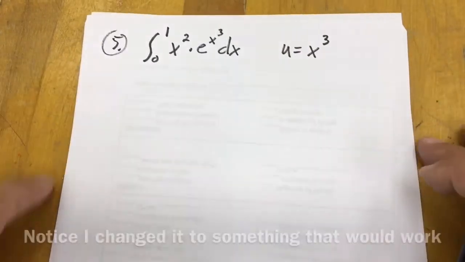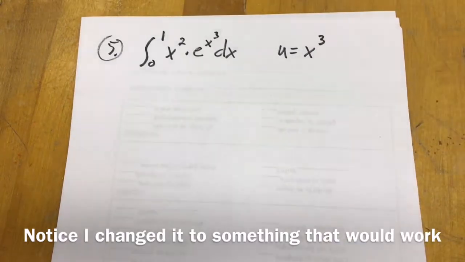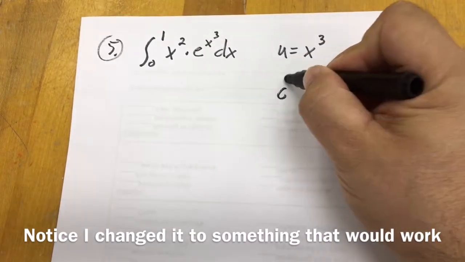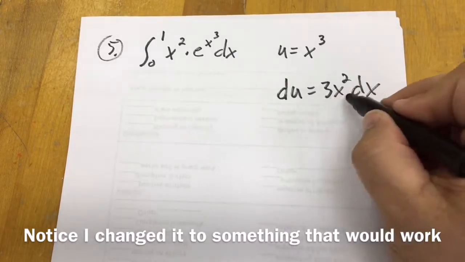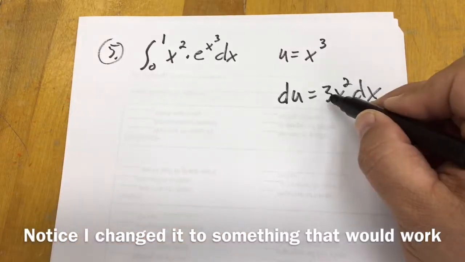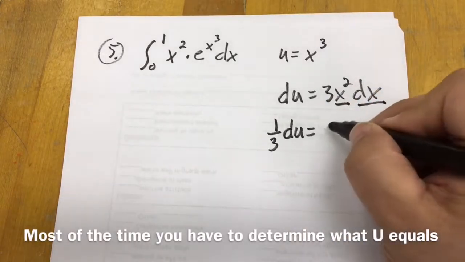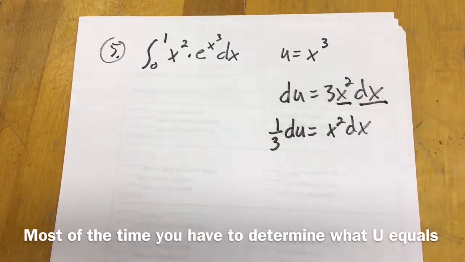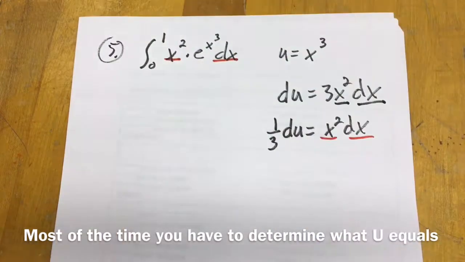For u sub, last one, what I want to do is let u equal x cubed. So I'm going to find the derivative of that. That's going to give me du equals 3x squared dx. I notice immediately that the x squared will cancel out and the dx will cancel out, but the 3 will not, so I'm going to divide both sides by 3. That gives me 1/3 du equals x squared dx, and as I said already, that x squared dx is just going to replace that x squared dx.